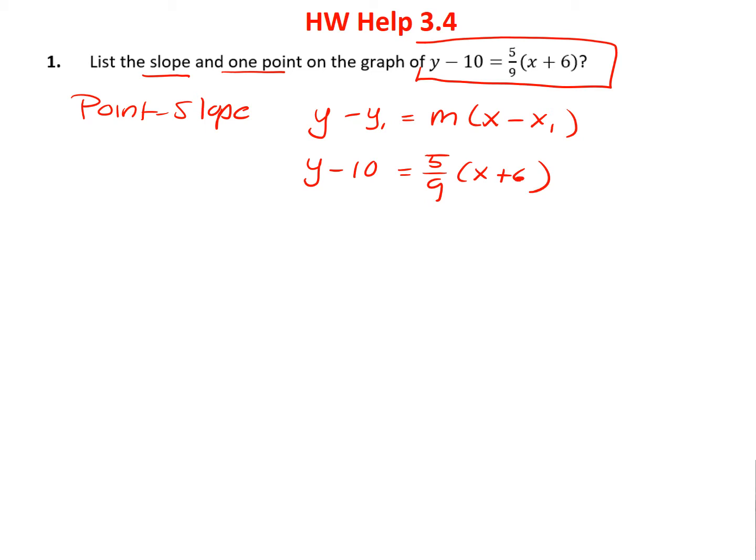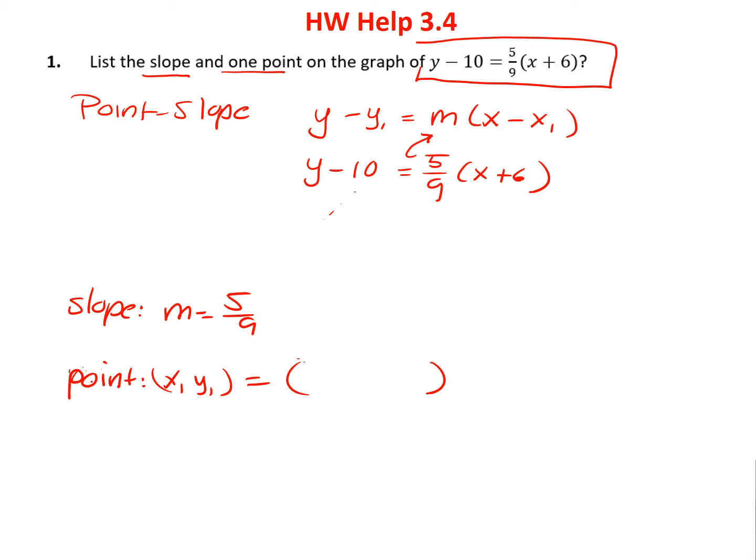Now immediately we can see the slope m is 5/9. We can also see that the point, which is x1, y1, the second part's going to be right here. Notice, it's minus y1, so I have minus 10. So my y is going to be 10. On the other side, though, this is a plus 6, so I need to change that to a minus.